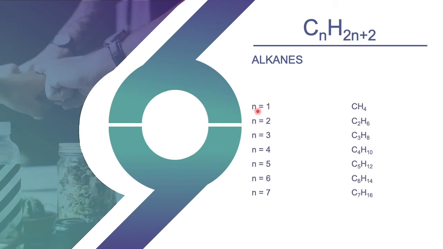If n equals 1, then we will write C1, H 1 into 2, 2 plus 2, 4. So it is CH4. When n equals 2, you have C2, and for H, 2 2s are 4 plus 2, 6, C2H6. For n equals 3, it is C3, 3 2s are 6 plus 2, 8. Similarly, C4H10, C5H12, and for n equals 7, we have C7H, 2 7s are 14 plus 2, 16. And this is how generally alkanes are built, with increasing number of carbon atoms.